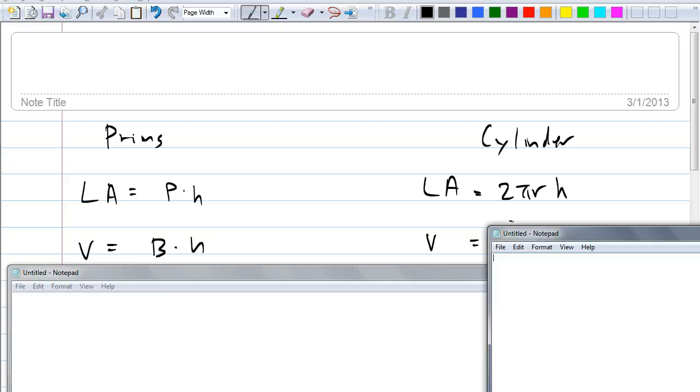Let me give you a hint. The same as prism. It's the area of the base times height, right? Well, what is the area of the base for a cylinder? For a cylinder, you have a circle, right? So what's the area of a circle? Yeah, so guess what? Volume is?